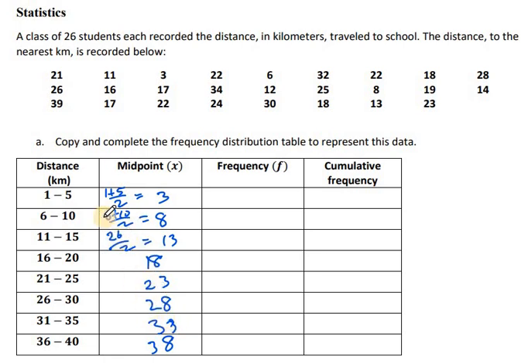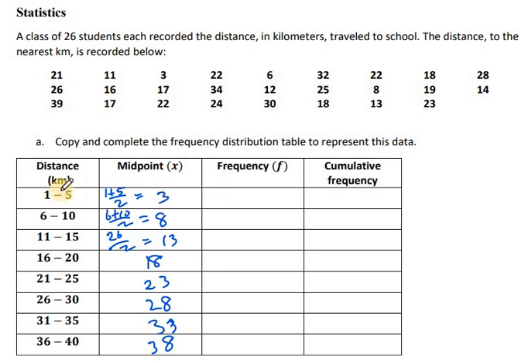A bit of a faster way. We just basically recognize that the midpoint will be 2 added to each lower limit, or we can say 2 subtracted from each upper limit. But the safest way is to add the upper and lower limit and divide by 2.